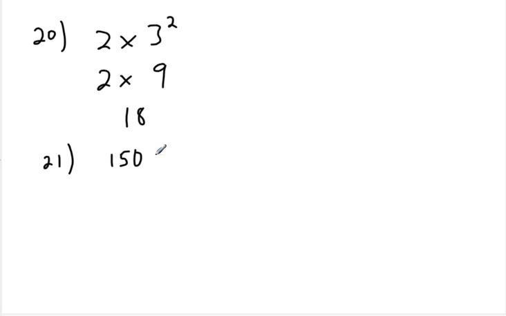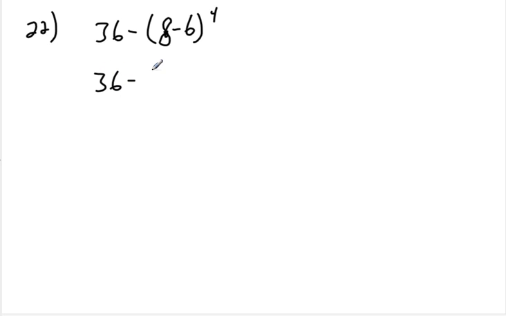So for number 20, we have 2 times 3 squared. Exponents come before multiplication, so it's going to be 2 times 9, and then 2 times 9 is 18. 21. 150 divided by 5 squared. Again, exponents come before division, so it's going to be 150 divided by 25, which is 6.